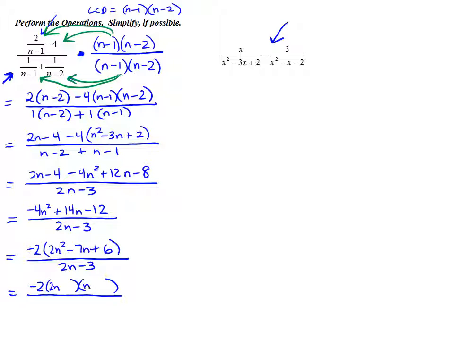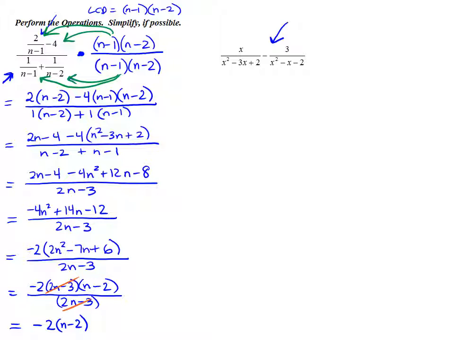2n times n. 6, I could use minus 2 and minus 3 to give me a positive 6, and if I multiply that out, it does give me a negative 7n, so it did factor. And luckily, it factors very nicely because my denominator was 2n minus 3, so I actually am able to cancel those common factors out and end up with a final answer, which is much simpler than where I started, of negative 2 times n minus 2.